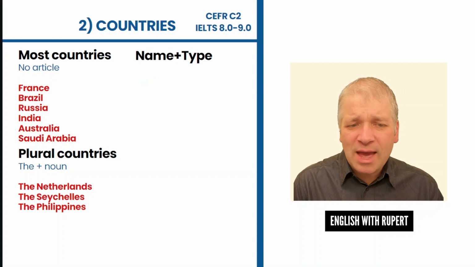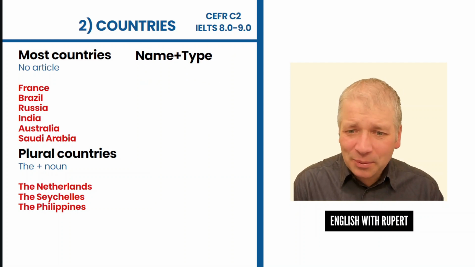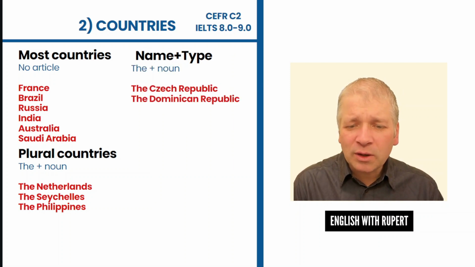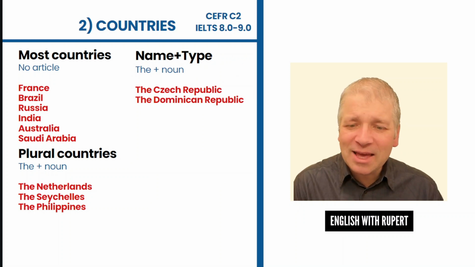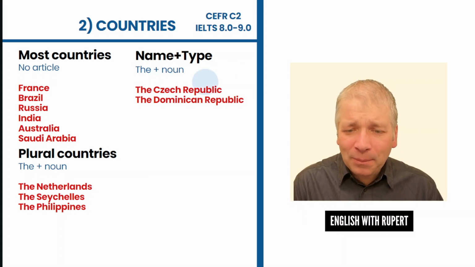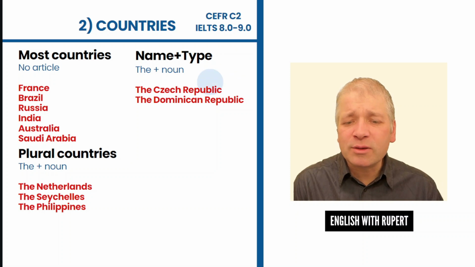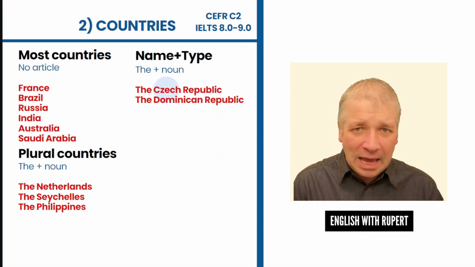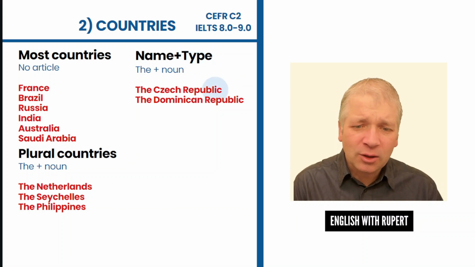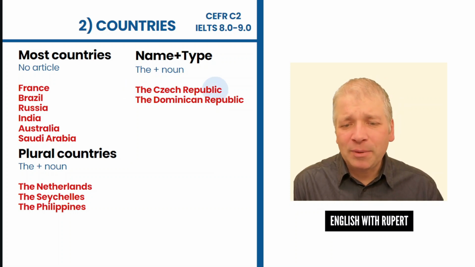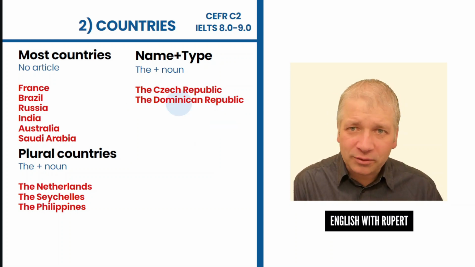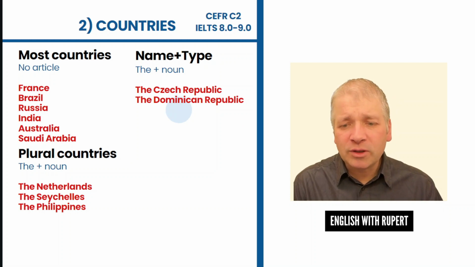If there is a name followed by a type, then we'll use the. What do I mean here? Well, in the Czech Republic, the second word describes the Czech. What type of Czech? Well, the Republic. The Czech Republic, the Dominican Republic. So the second word tells us more about the first word. Here we would use the.